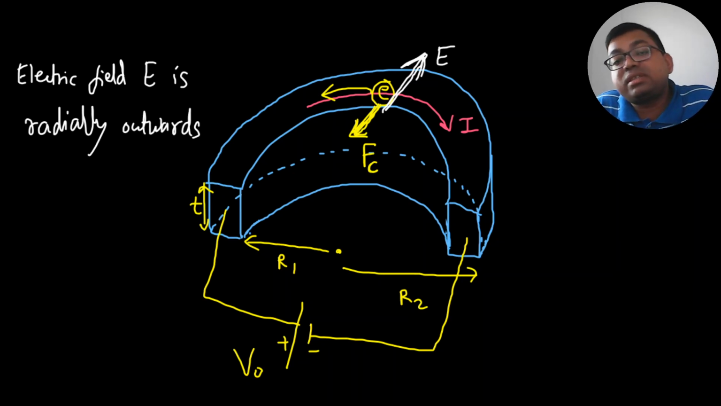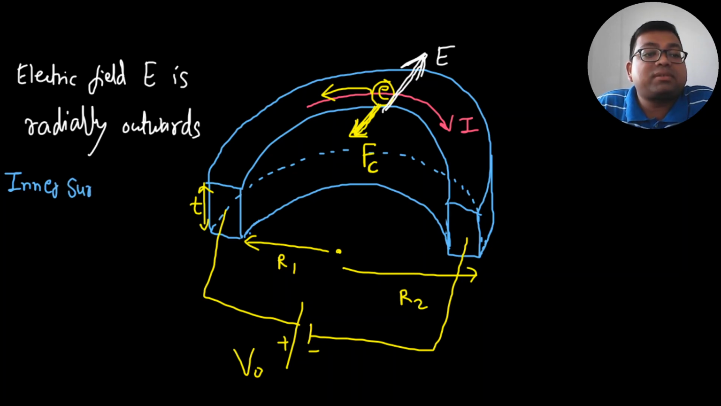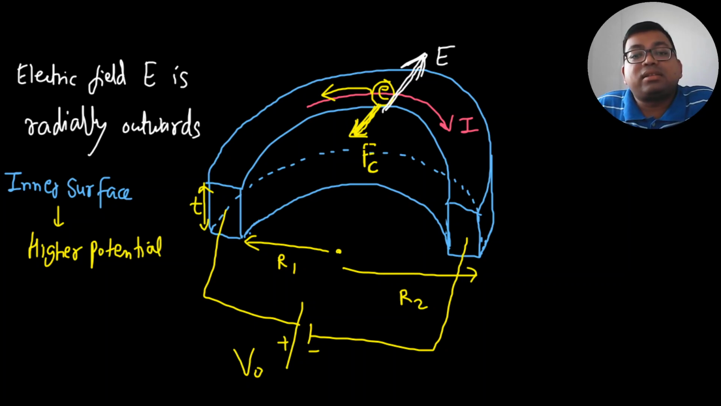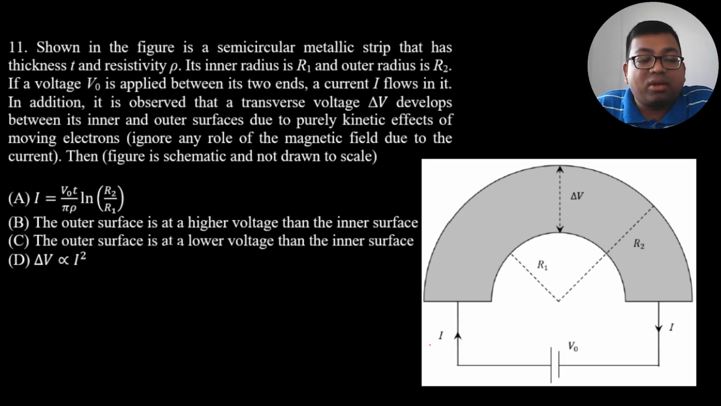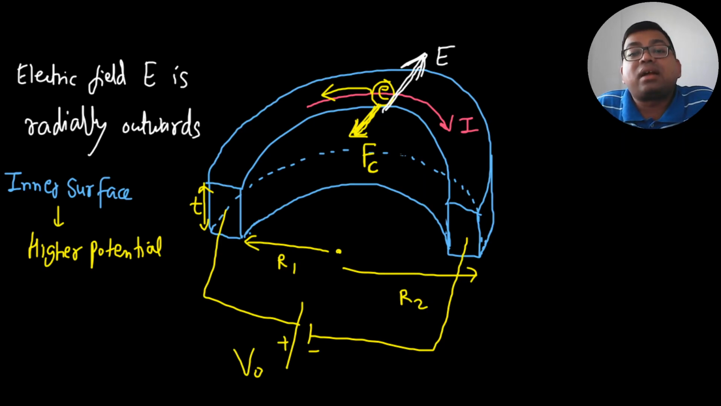If the electric field is radially outward, what does this mean? This means the inner surface must be at higher potential. So from here itself we can conclude which option can be correct: the inner is at higher potential, and the outer should be at lower potential. So option C is correct. Now we have still not derived the other things. This is just a qualitative analysis based on which you can tell.